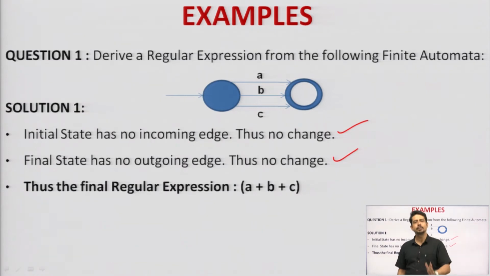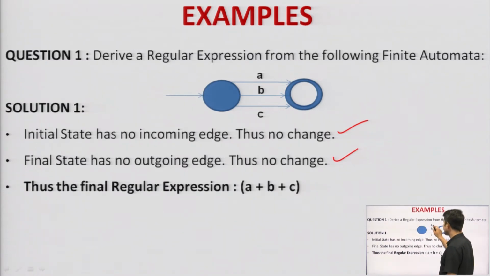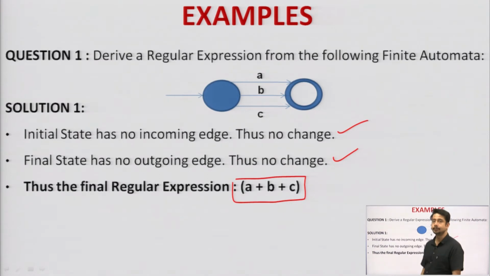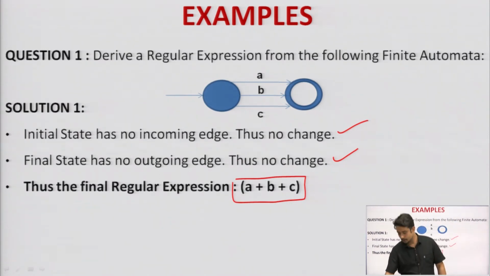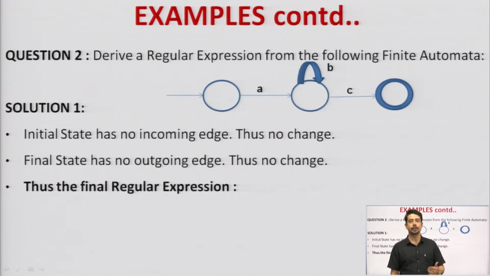Just look at the transitions and work out what the final answer will be. This is a simple expression. Three input alphabets are there, A, B and C, all going in the same direction. That means it will be A plus B plus C. So, the final expression will be A plus B plus C. Clear? Now, let us go with example number 2.